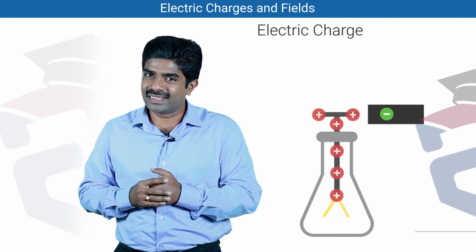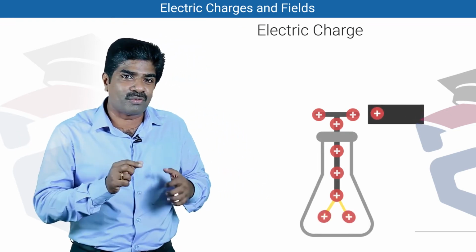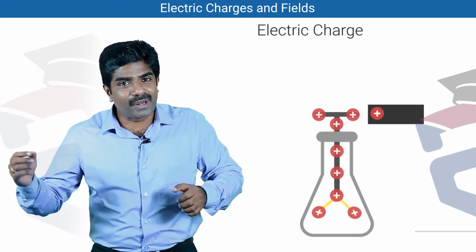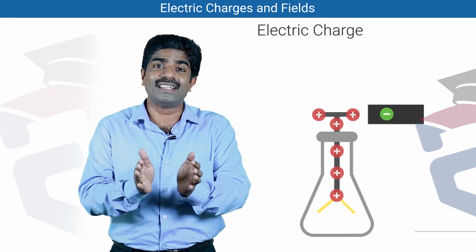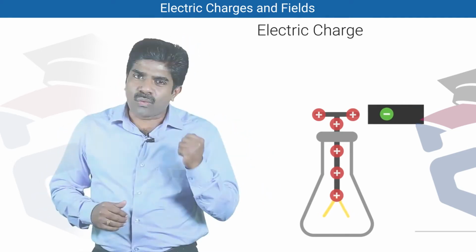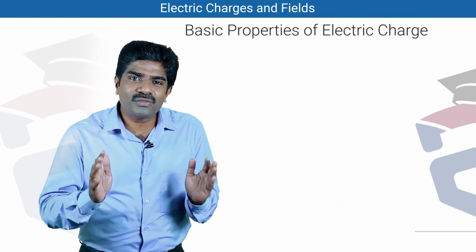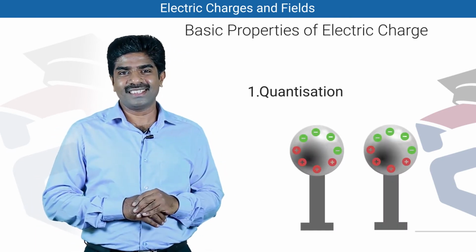Let us conclude. If you bring a positively charged body close to the metal bulb of a gold leaf electroscope, the divergence increases. If you bring a negatively charged body close to the metal bulb of gold leaf electroscope, the divergence decreases. Now, what are all the properties of charge? One of the very important properties is quantization.